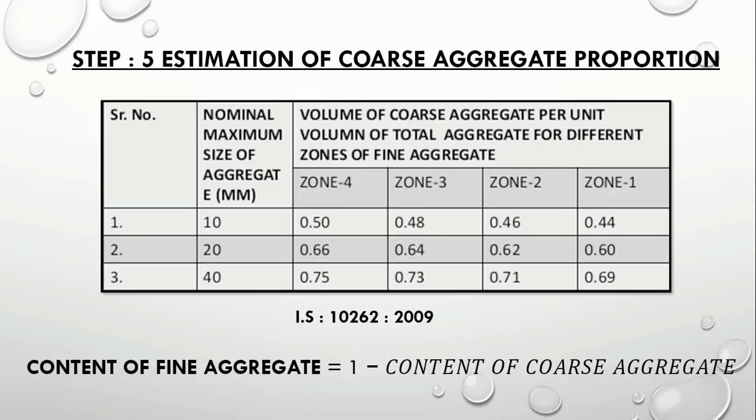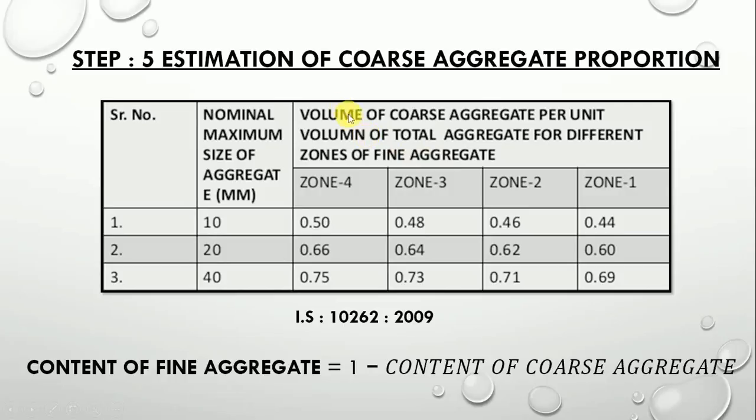Now guys, there is also a provision of maximum aggregate proportion that we can take on the basis of IS code 10262:2009, as they had listed some maximum size of aggregate, as you can see here, 10, 20 and 40. For that we can take the value of coarse aggregate per unit volume of total aggregate.